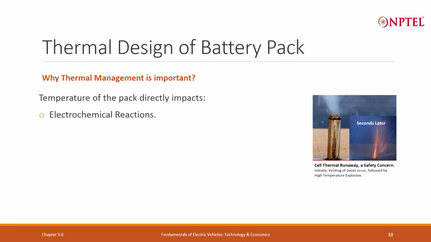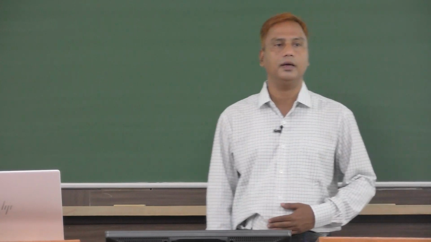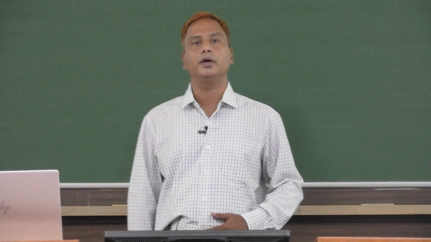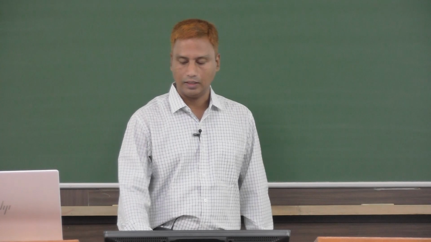What are the things? Electrochemical reactions within the cell, that is getting impacted by the temperature. At a very low temperature, this electrochemical reaction rate is very slow. So, we do not want very low temperature. At very high temperature, the cell tends to degrade, as well as there could be several other problems associated with that, like thermal runaway, failure of components and all those.